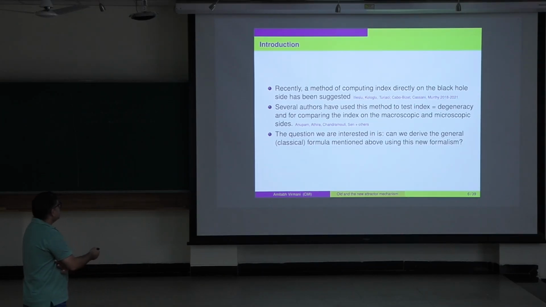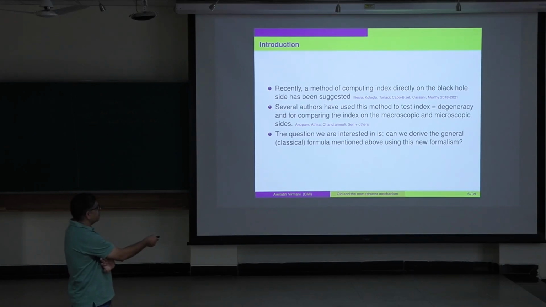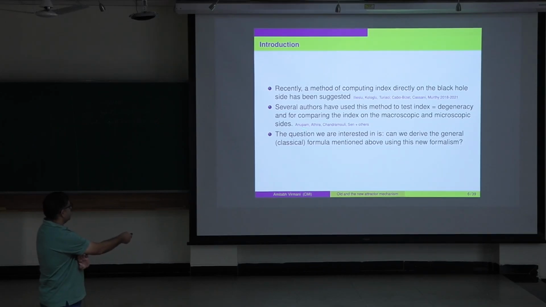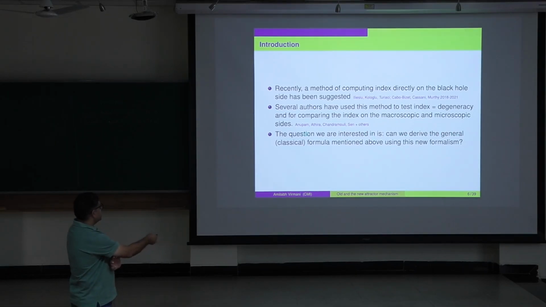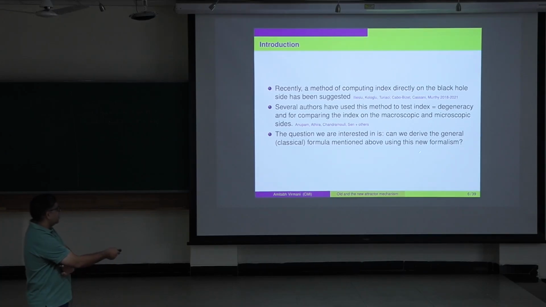In the last few years, several authors have used this method to test index equal to degeneracy by computing the index on the macroscopic side and comparing it with the microscopic side. Ashok and people from ICTS have written a number of papers on this. The question we were interested in is, can we derive the general classical formula mentioned in the previous slide using this new formalism? So can we use this method of these authors to compute directly the index on the black hole side and see whether that index matches with the formula?